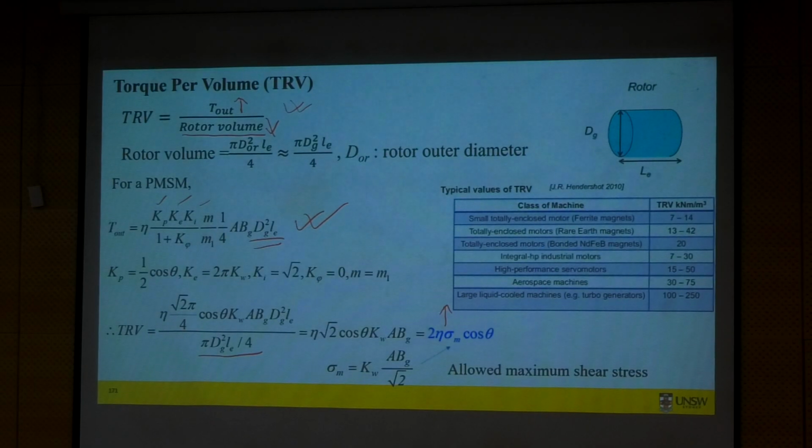Here you are seeing some typical TRV values for different types of motors. Typically for a liquid cooled machine, it is the highest because you can use a smaller volume or high current density if you have aggressive cooling.